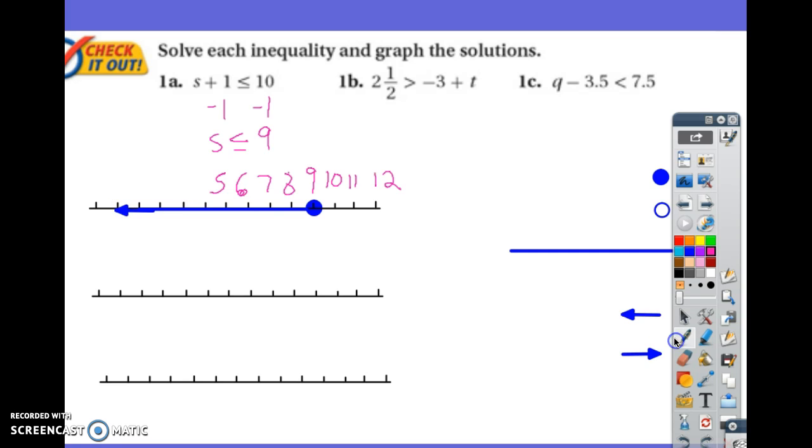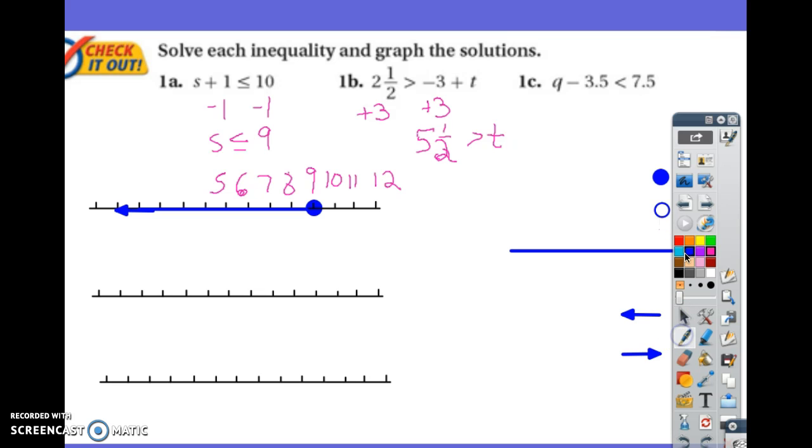All right, let's look at the next one. 2.5 is greater than negative 3 plus t. So here we go. We're going to add 3, just like we did on one-step equations, plus 3. We're going to have 2.5 plus 3 is going to be 5.5. 5.5 is greater than t. So this one's going to be an open circle because it can't be equal to t. So we're going to do an open circle.